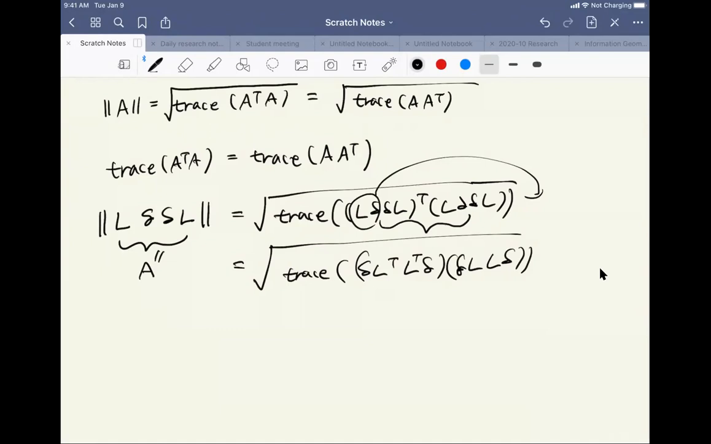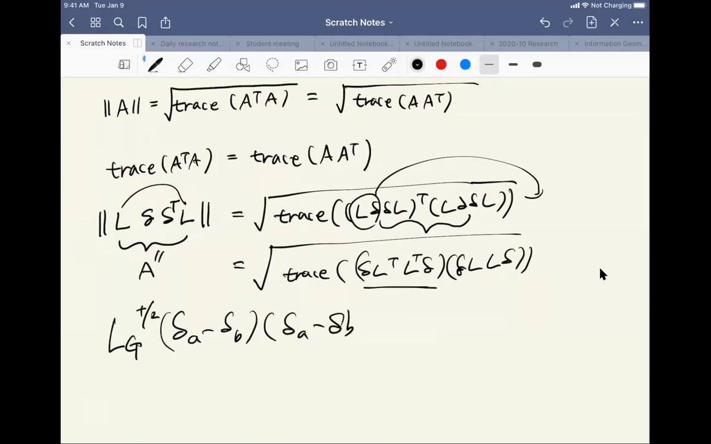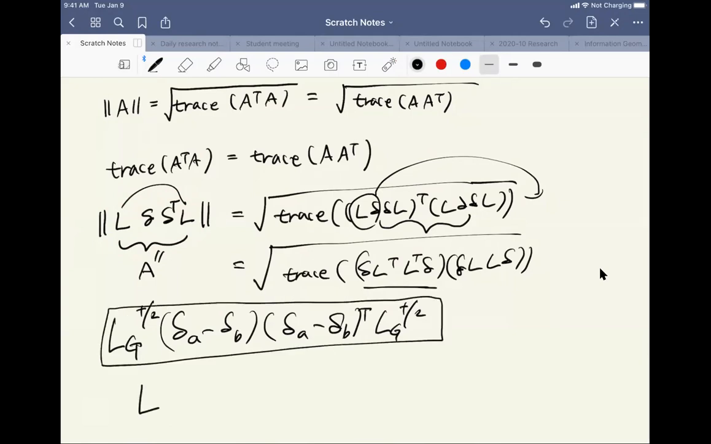So previously we had these L's outside. Now we have L's inside, roughly speaking. If we actually want to be 100% accurate, let me put the transpose in. So if I put this here, this is the original definition, the original formula that we had. Let me make it a little more precise: LG dagger of 2, delta A minus delta B, delta A minus delta B transpose, and LG dagger over 2, right? I will use the notation of L, so I will call this L and call this delta, delta transpose, and then L. So that is this part.